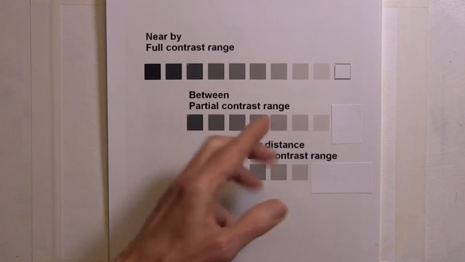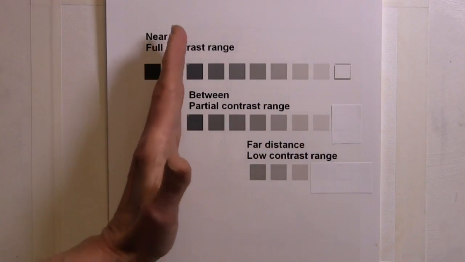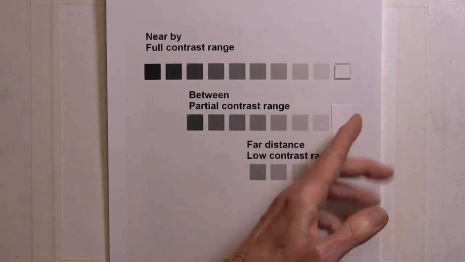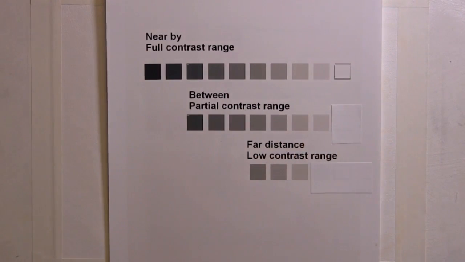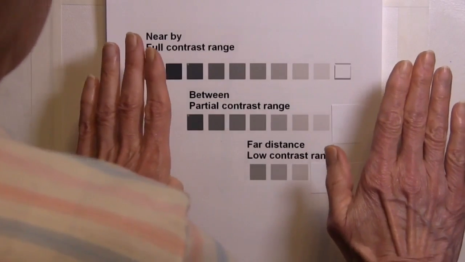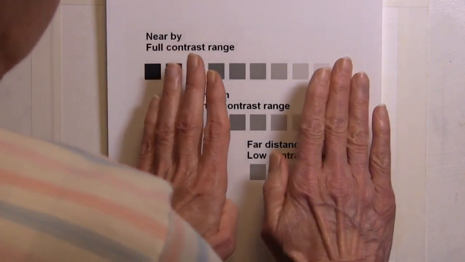That's this area right here. The darks drop off. The darkest darks drop off. Sometimes the lightest lights drop off. Sometimes you might think you see some of the lightest lights there. So what's actually happening is that as things move into distance, the contrast narrows down.